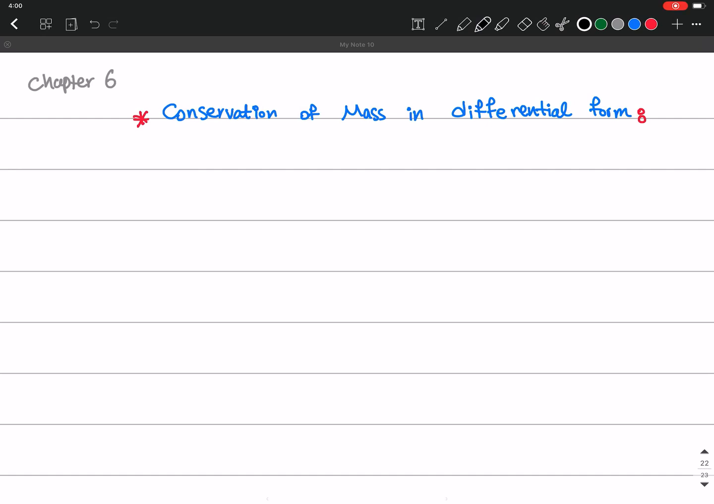And I will only focus on conservation of mass here and just briefly touch upon that, because the conservation of momentum in differential form is out of the scope of this course. Okay, so let's get started.